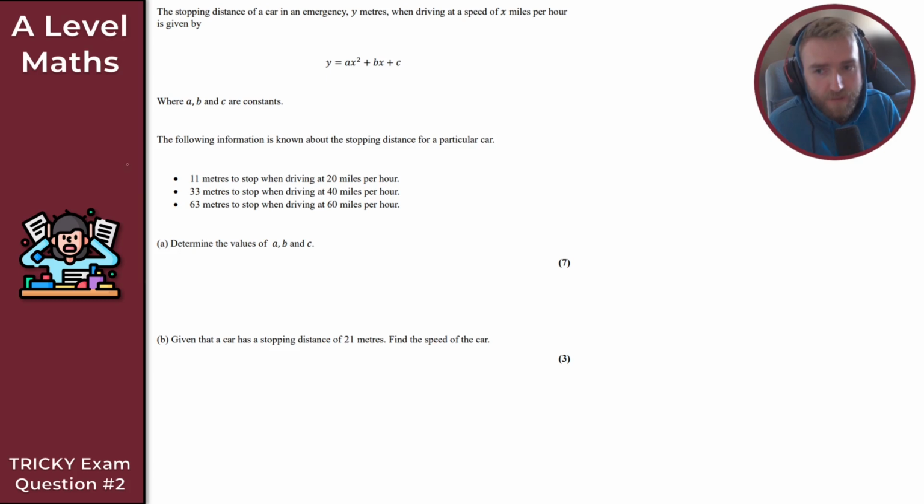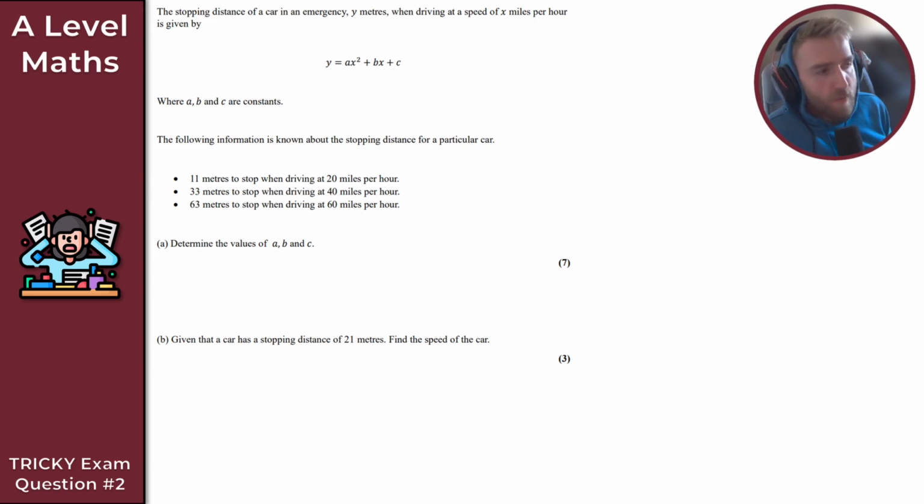We're also given the following information here, which just gives us the stopping distance for a particular car. As we can see, we have the 3 bullet points. And for the first part of the question, part a, all we want to do is find the values of a, b, and c. So let's start with part a underneath here.